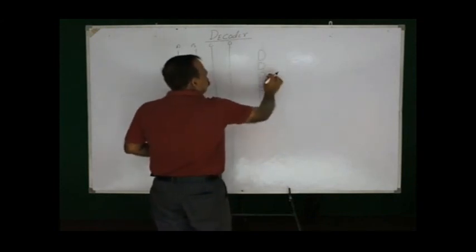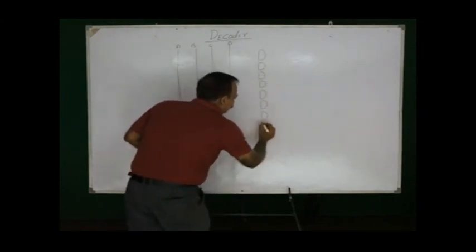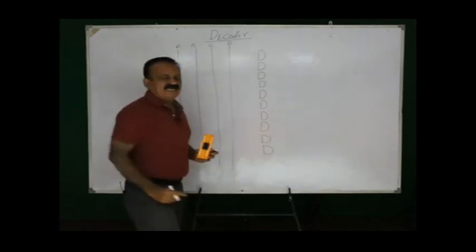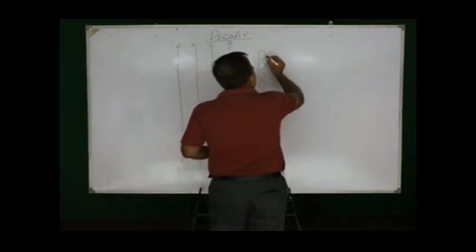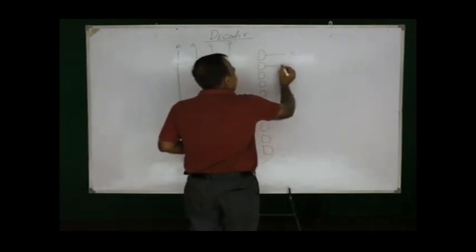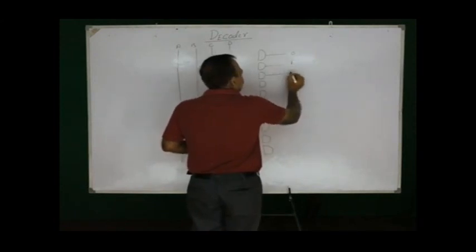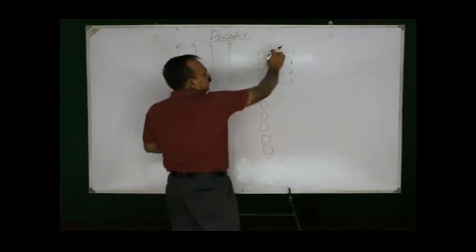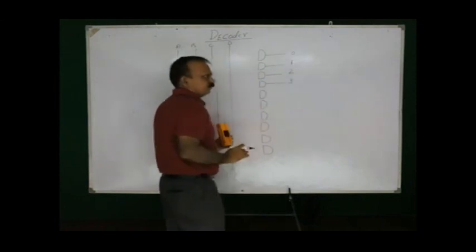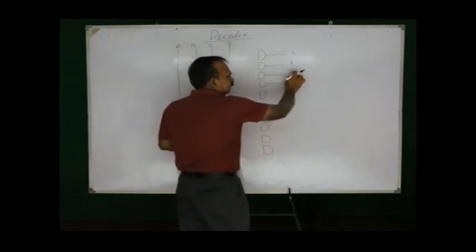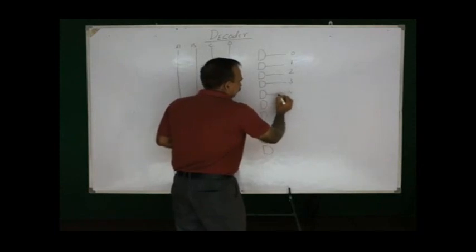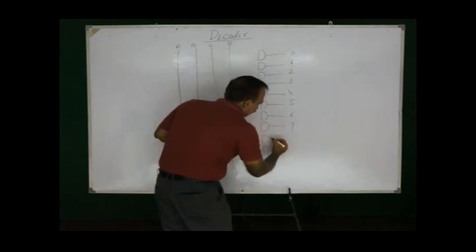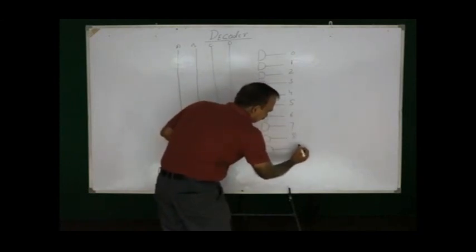I hope you can count 1, 2, 3, 4, 5, 6, 7, 8, 9, 10. Now these are 10 AND gates. The output of each AND gate will be representing a decimal number. The first gate is representing the decimal digit 0, meaning if this output is high, I will say the number is 0, and if this output is high, I will say the number is 2. Similarly, this will be representing 4, this will be representing 5, 6, 7, 8 and 9.